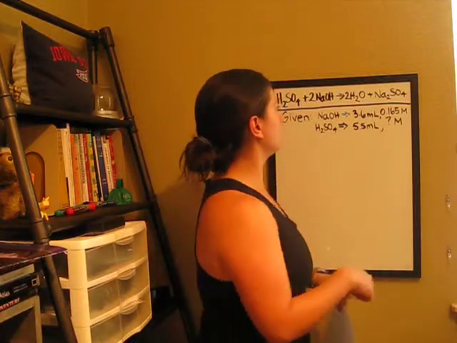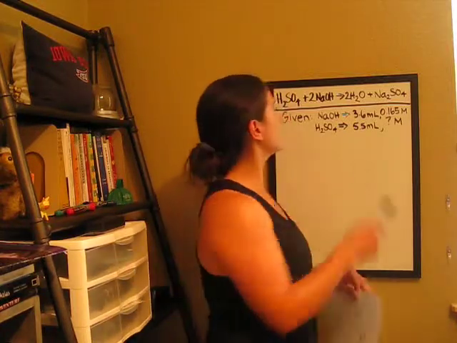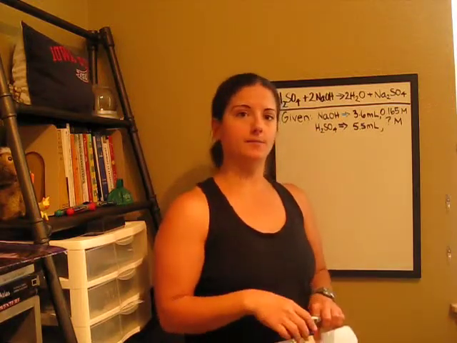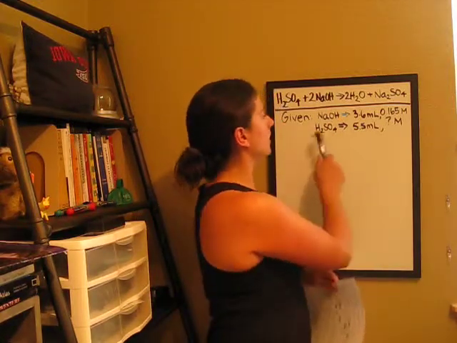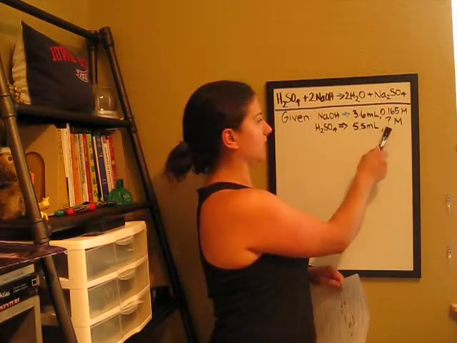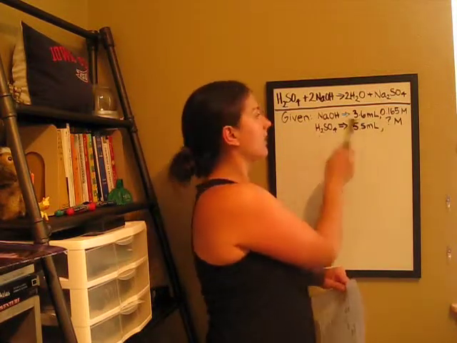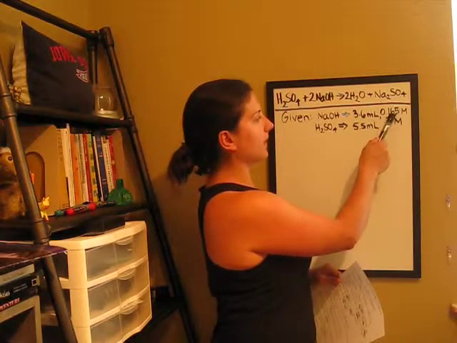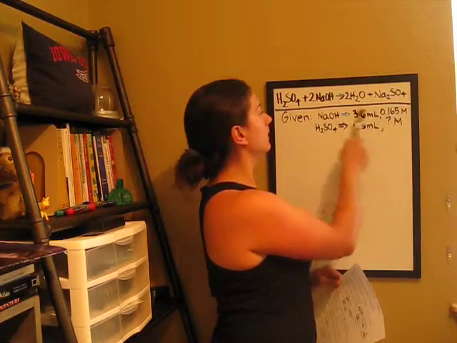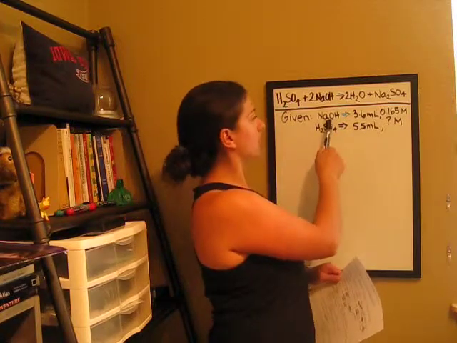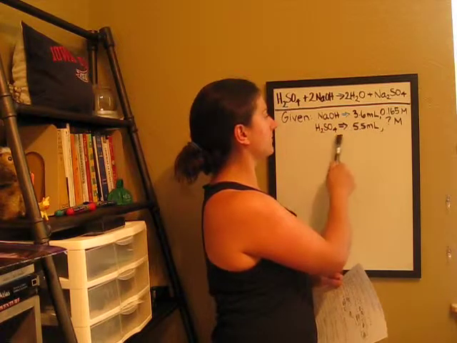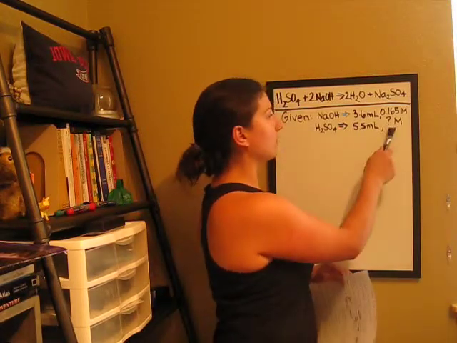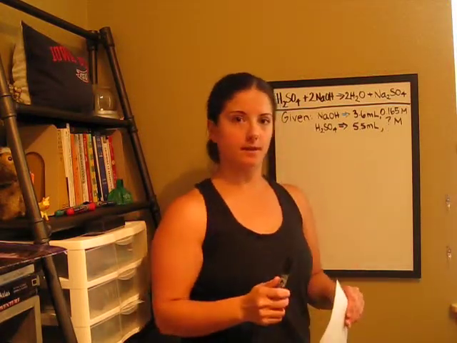In this problem, we have an acid-base neutralization reaction. We have sulfuric acid reacting with sodium hydroxide and neutralizing each other. We're asked to find the concentration of sulfuric acid. What we know is that it took 3.6 milliliters of a 0.65 molar sodium hydroxide solution to neutralize 5.5 milliliters of sulfuric acid. So we're going to figure out what the concentration of sulfuric acid was.